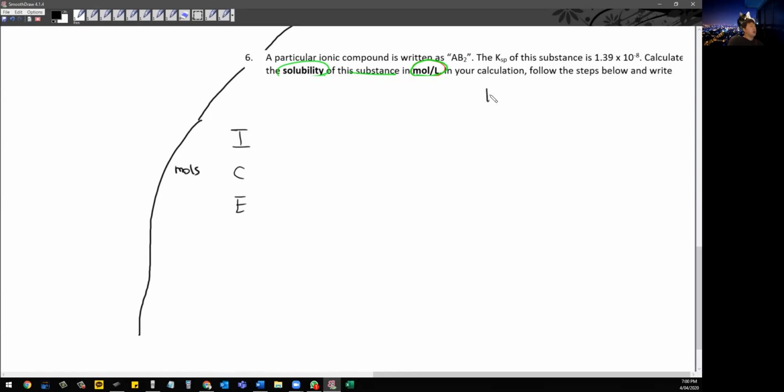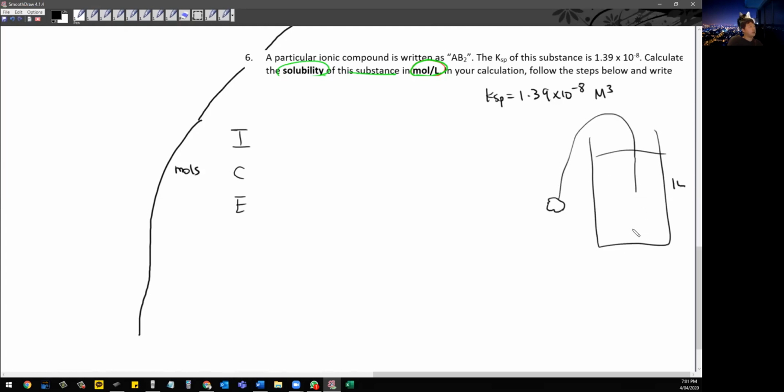So the KSP is 1.3839 times 10 to the power of negative 8 mole per, that's M to the power of 3. We already talked about that this is M to the power of 3, true? And we're going to assume that there's a beaker of 1 liter, and enough solid is going to go in there, and some of the solid will dissolve, right?